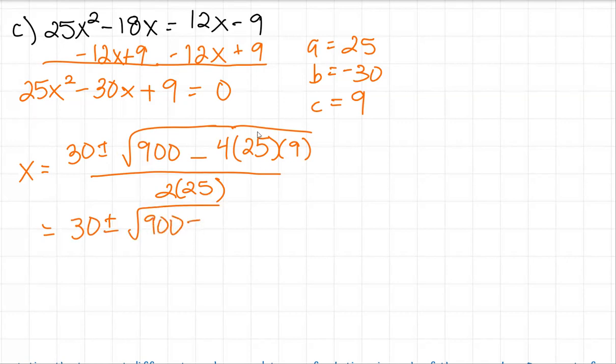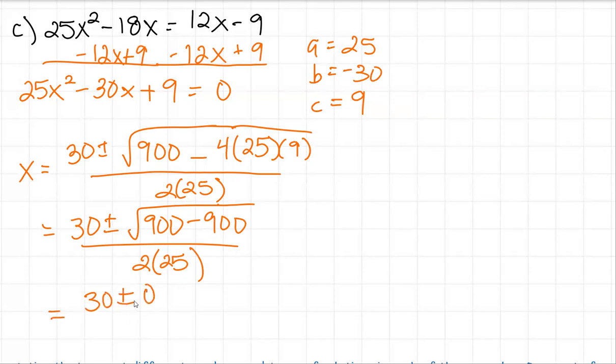What's this right here when we calculate it? You're going to find that it's also 900. Uh-oh. Divided by 2 times 25. 900 minus 900, that's our favorite number ever in the world, 0. So plus or minus 0, we don't care about that, because plus or minus 0 is still nothing. Divided by 50. 2 times 25 is 50. 30 divided by 50 simplifies to 3/5.